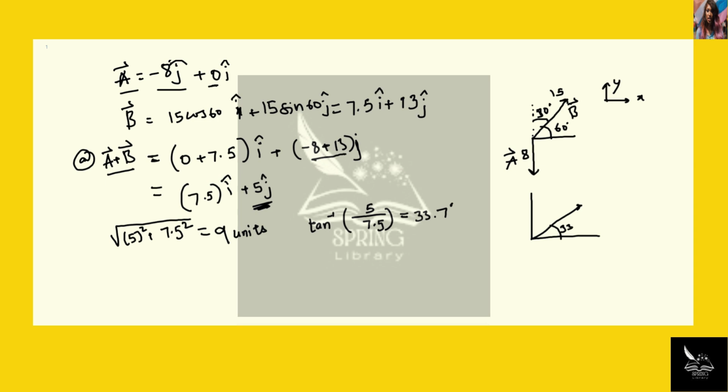Now let's go to part B. Part B is finding the vector B plus A. Now we do the same thing again. We add the individual components. We know that B's x component is 7.5 and A's x component is 0. Then we multiply with an i cap.